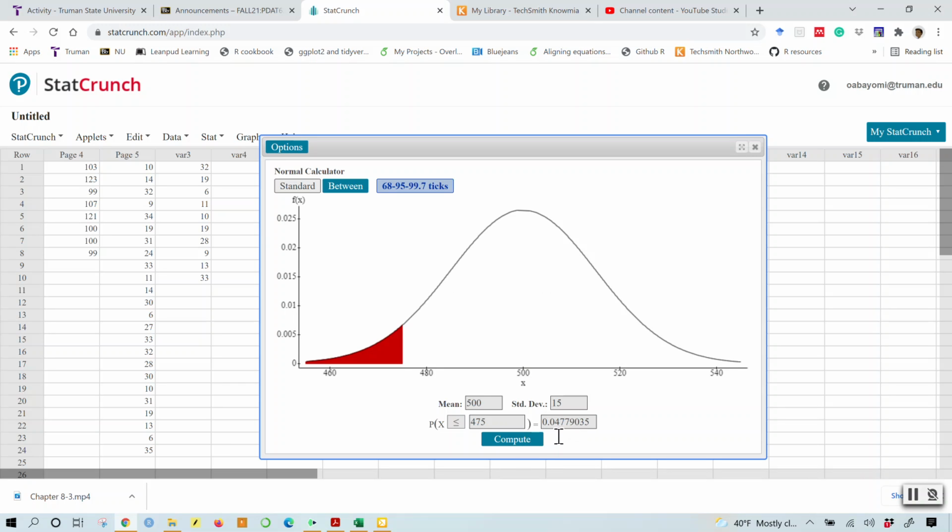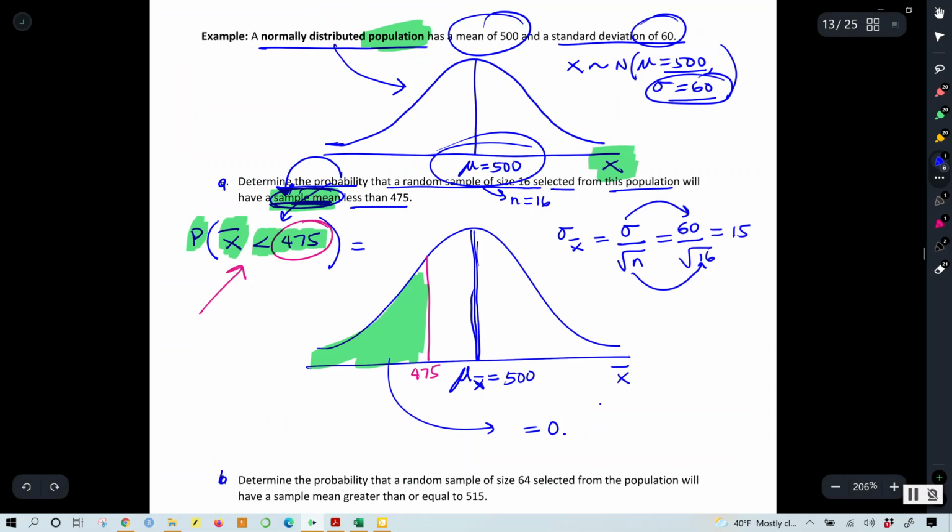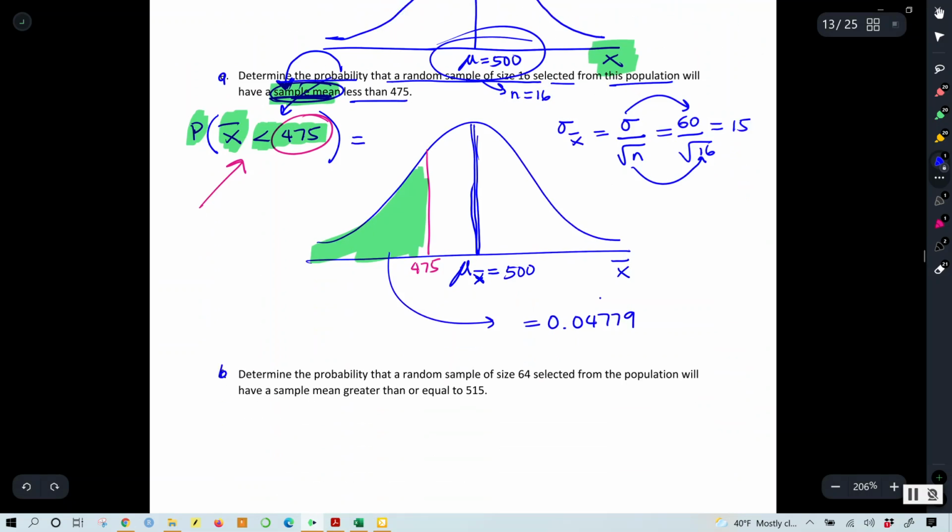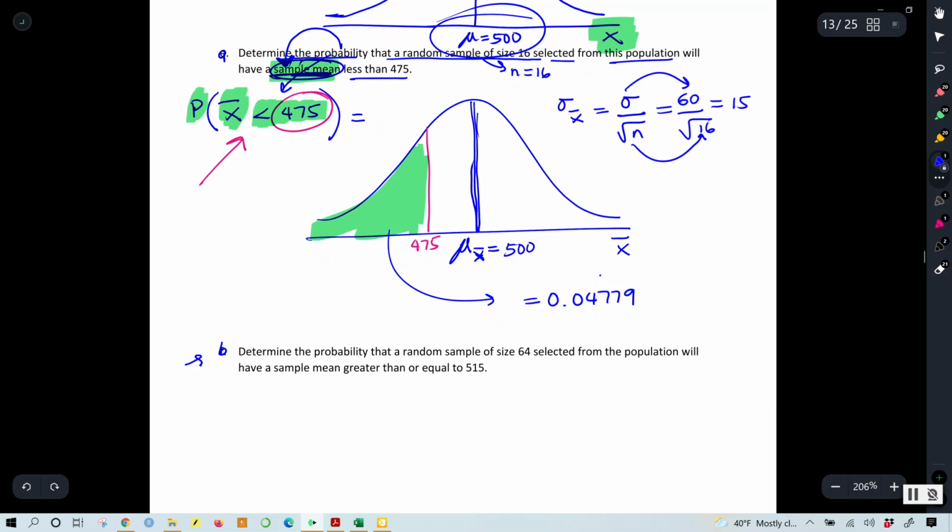So I have 0.04779. And we proceed to question B.